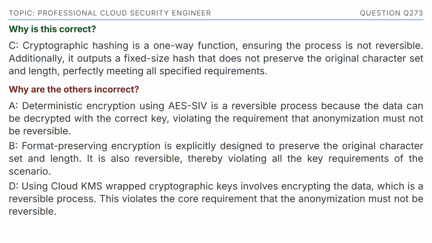A. Deterministic encryption using AES-SIV is a reversible process because the data can be decrypted with the correct key, violating the requirement that anonymization must not be reversible. B. Format preserving encryption is explicitly designed to preserve the original character set and length. It is also reversible, thereby violating all the key requirements of the scenario. D. Using Cloud KMS wrapped cryptographic keys involves encrypting the data, which is a reversible process. This violates the core requirement that the anonymization must not be reversible.